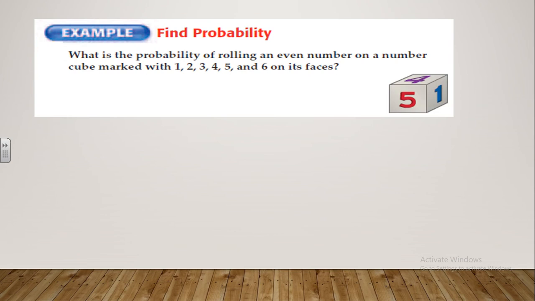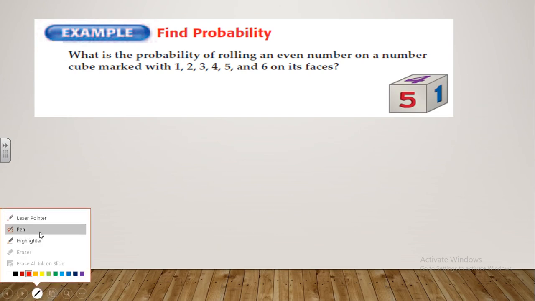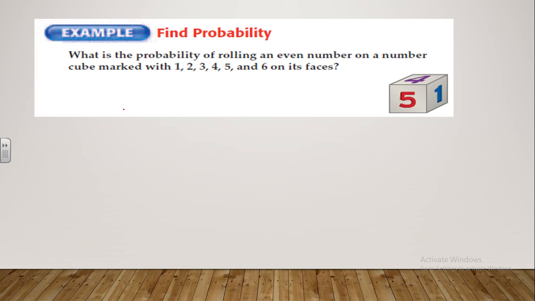Okay, let's see how we can do this. Let's see the first example here. He wants you to find the probability of drawing an even number on a number cube marked with 1, 2, 3, 4, 5, and 6. So what are the even numbers here from 1 to 6? It will be 2, 4, and 6.